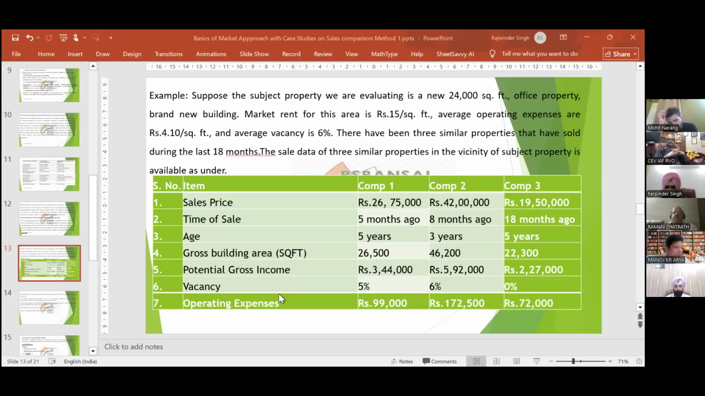So what are operating expenses? Anybody? What are operating expenses? 24,000 multiplied by 4.10. Cleaning, sweeping, boundary wall, maintenance and miscellaneous expenses are there. It is basically when you live in a locality where there are flats, so there are certain common services for which you have to pay, just like lift and maintenance of common areas. That all comes under operating expenses.